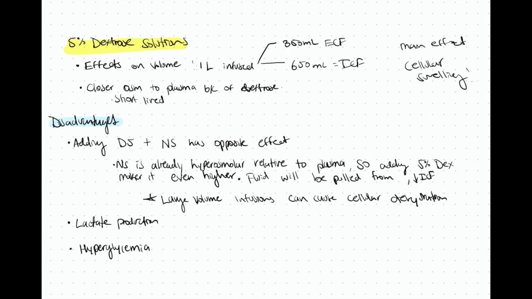Okay, so once you add D5 to NS, you have a solution that is hyperosmolar relative to plasma. So once you infuse this, what happens is the fluid moves from the cell to the ECF. That's going to cause cellular dehydration. So key point here, D5 by itself is going to cause cellular swelling, whereas D5NS will cause cellular dehydration. The other concern is lactate production and hyperglycemia, so just be careful with your diabetics.